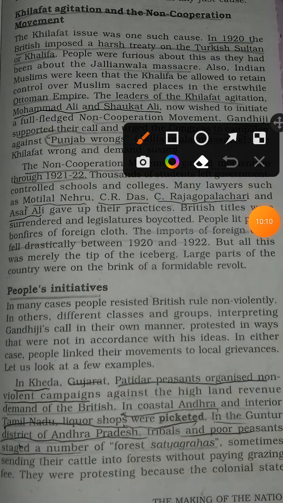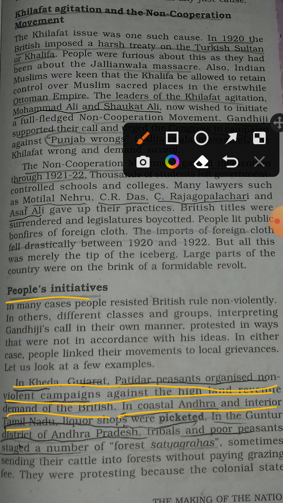People's initiatives. In Kheda, Gujarat, Patidar peasants organized non-violent campaigns against the high land revenue demand of the British. In coastal Andhra and the interior of Tamil Nadu, liquor shops were picketed. In the Gudem hills of Andhra Pradesh, tribals and poor peasants staged a number of forest satyagrahas.